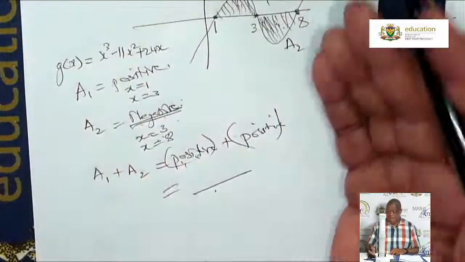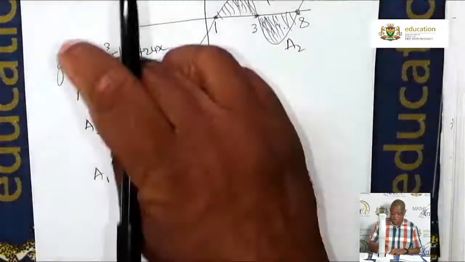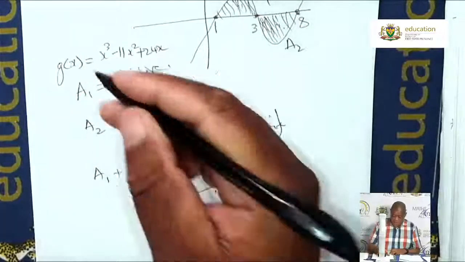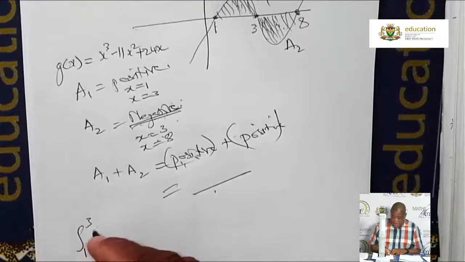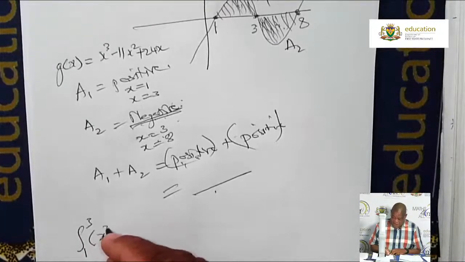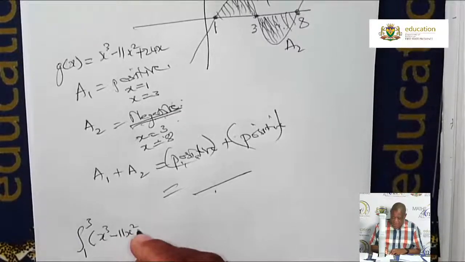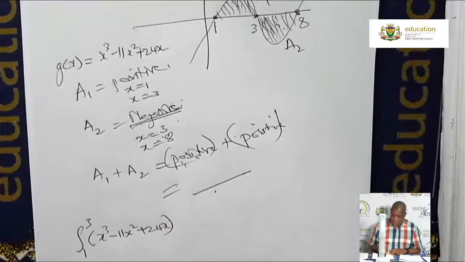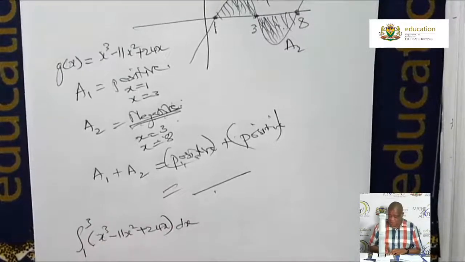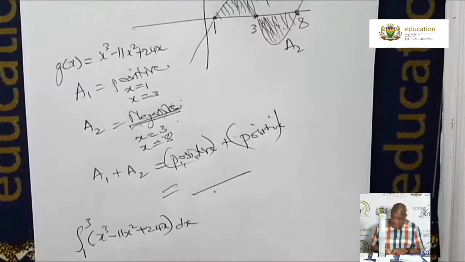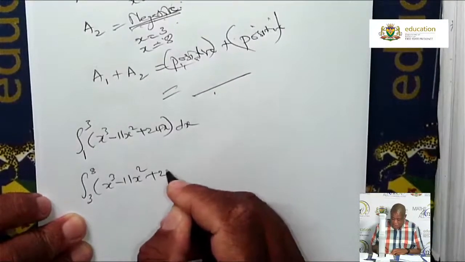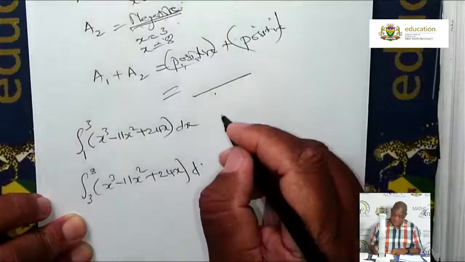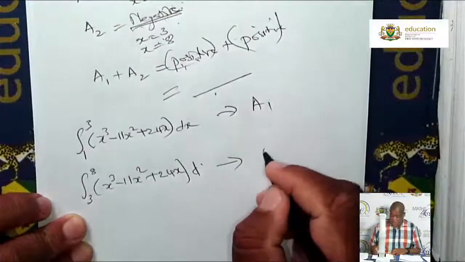But the way we get to that, the same way that we did with the previous one, you find from 1 to 3 the integral of the first one: the integral with upper limit 3 and lower limit 1 of the given function x to the power 3 minus 11x squared plus 24x dx. Then you go to the next, the integral with upper limit 8 and lower limit 3 of x cubed minus 11x squared plus 24x dx. This is going to give us the area of the first, and this will give us the area of the second.